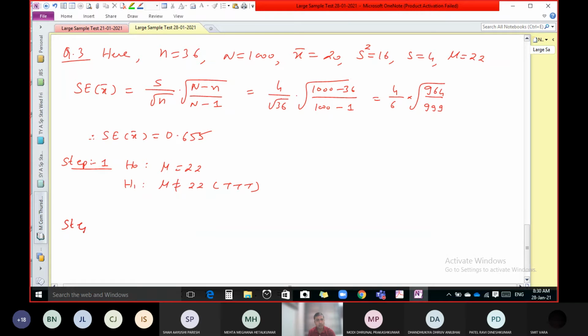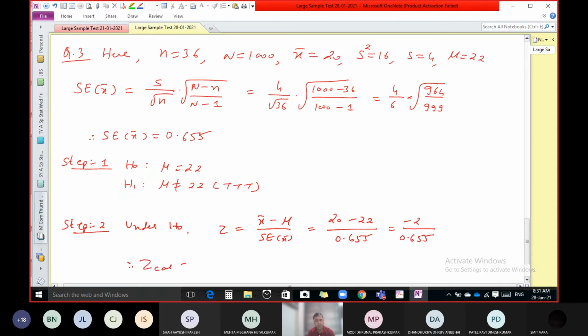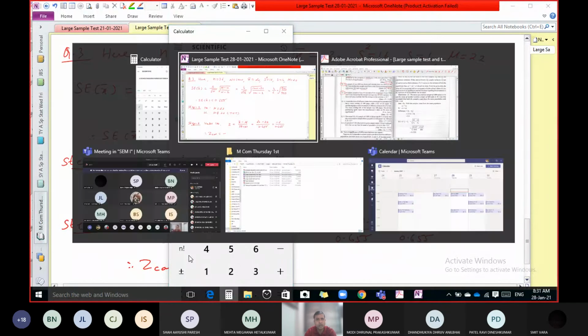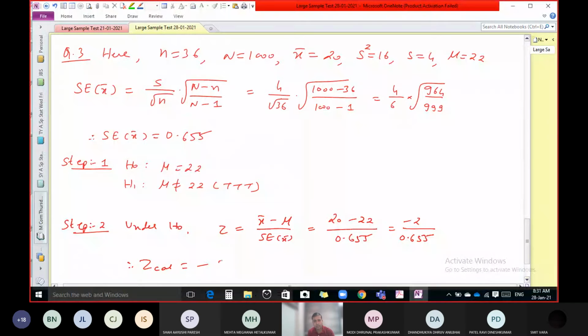Step 2, under H naught, formula: z equal to x bar minus mu upon standard error of x bar. X bar is 20 minus 22 upon 0.655. So we get minus 2 upon 0.655. So we get z cal: minus 2 divided by 0.655. So it is 3.05. So minus 3.05, that is our z cal.